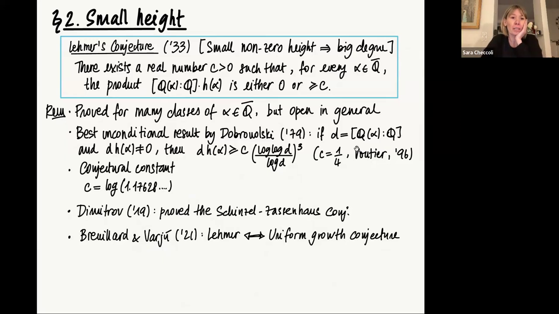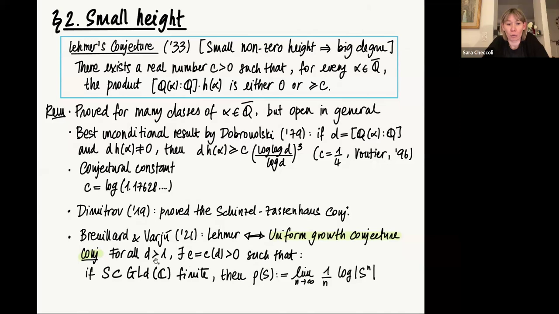Dimitrov, and just to end with Lehmer's conjecture, some years ago, Breuillard and Varjú have proved that Lehmer's conjecture is actually equivalent to a conjecture in geometric group theory, which is called the uniform growth conjecture. And this conjecture states the following. If you take d, a positive integer, there exists a constant that depends only on d, such that whenever you take a finite subset S of invertible matrices in GL_d with complex coefficients, maybe it should also be symmetric, so every matrix in the set has an inverse in the set.